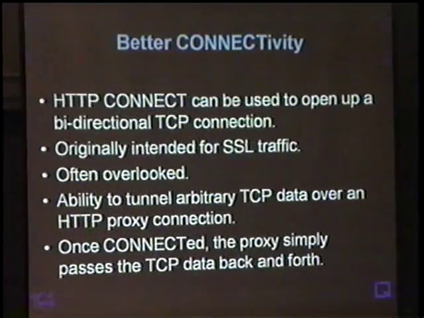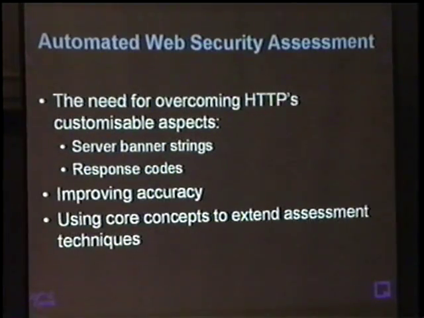So this was about HTTP CONNECT. What can go wrong with that? So just to summarize, what is it that we're really seeking when it comes to automated web security assessment? We need to overcome HTTP's customizable aspects, such as the server banner strings and response codes. But now we have technology to defeat the obscurities or anomalies with these, to improve accuracy. And these core concepts can be used to extend other assessment techniques. Proxy detection was one of them, grouping is another one of them, and so on.